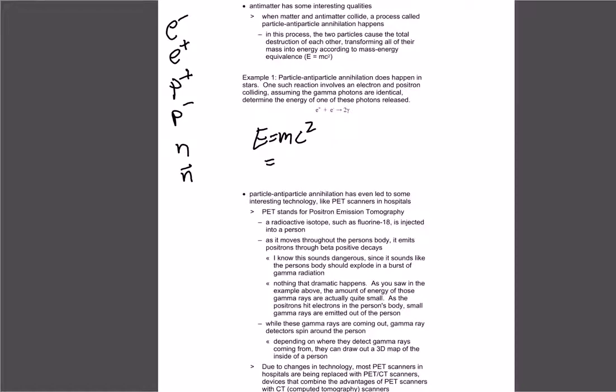So if we took the mass of an electron or positron, they're both the same, and multiplied it by the speed of light squared, we can actually calculate what the energy of that particle is once it converts into EMR radiation. So if we take 9.11 times 10 to the negative 31 times 3 times 10 to the 8th squared, we get an answer of 8.2 times 10 to the negative 14 joules, which is the energy of the photon.